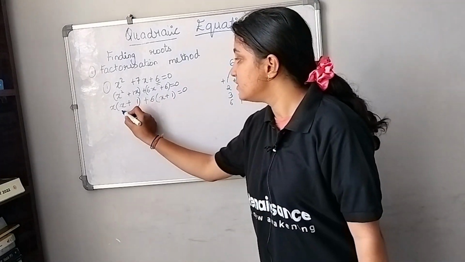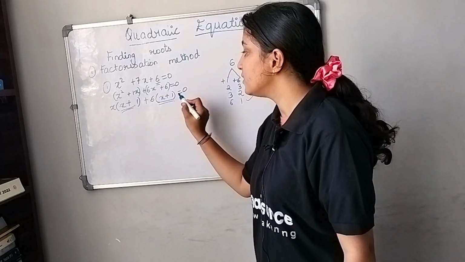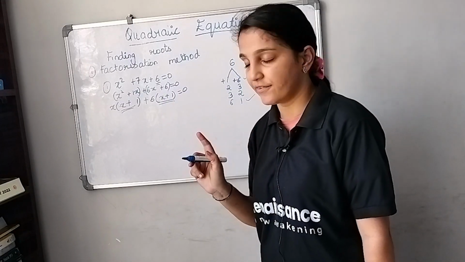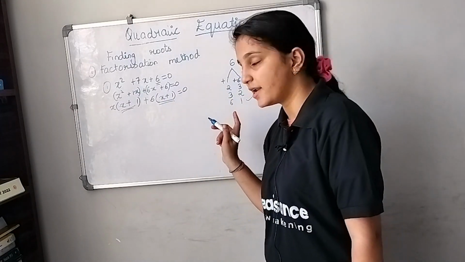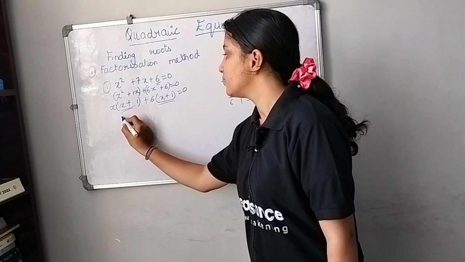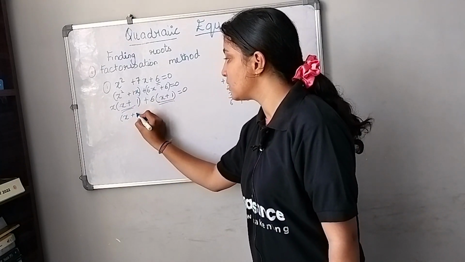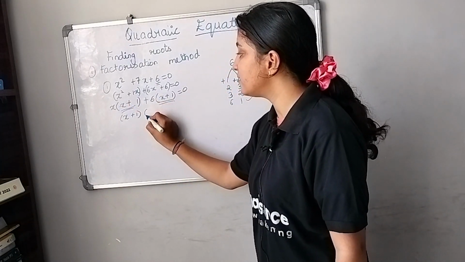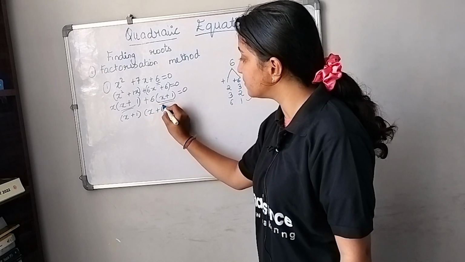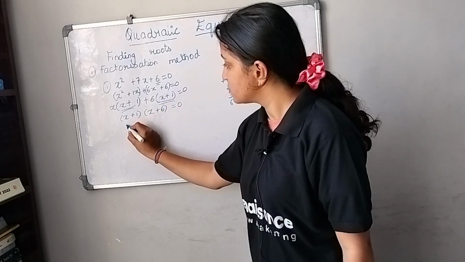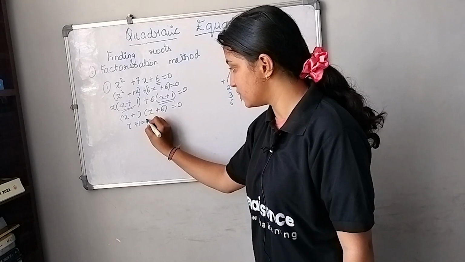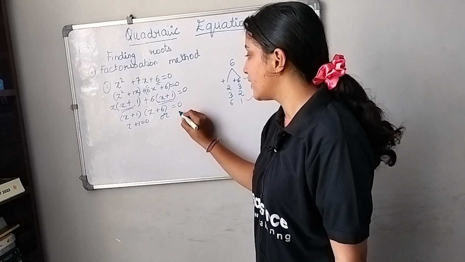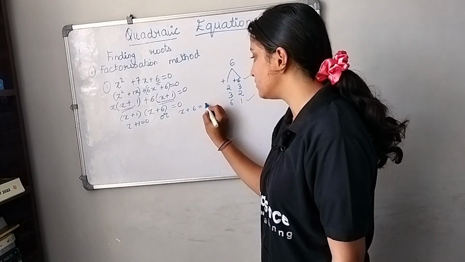Okay. Now this bracket and this bracket you should always get as equal. Then only your answer is correct. This you write only once, x plus 1. Now x plus 6, whatever is remaining, you can write in another bracket equal to 0. So either x plus 1 equal to 0 or x plus 6 equal to 0.